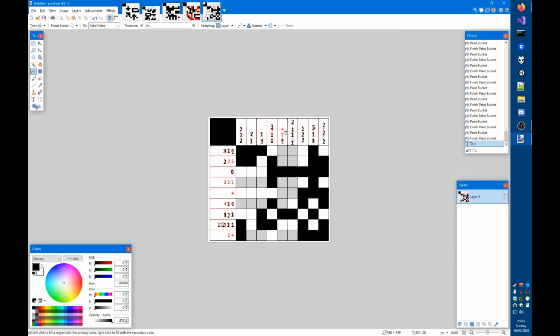We know what this column is, 2, 1, 1, 1. This can't be black, because then in order to make a 2 group, that would have to be black, and that would make a 3 group. Therefore, that is white, and now the entire column has only one way to fit all of that in. And that means that this can't be a 3 group anymore. That is a 5. Very good.